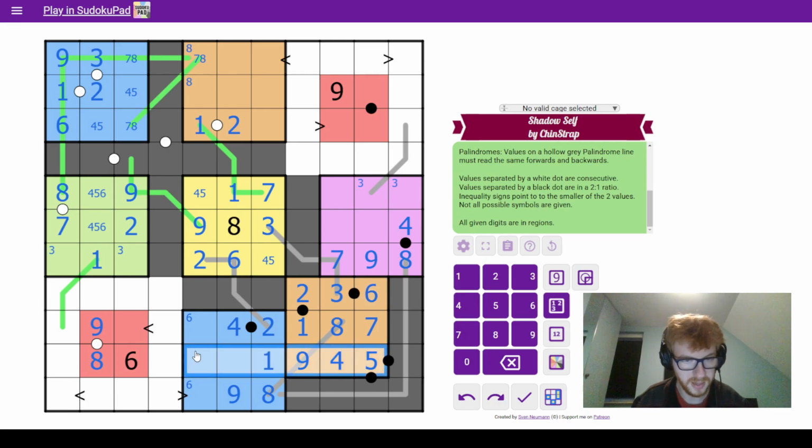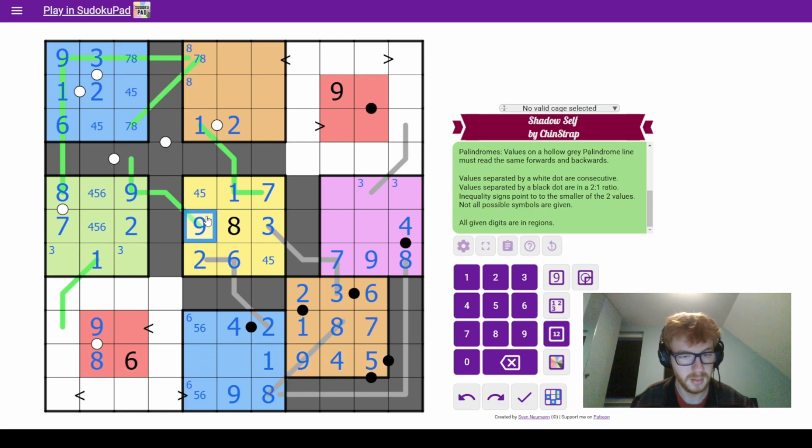Where do we look? 5? 5 is not in one of those, so this is a 5, 6 pair. So making that a 4, making that a 5. So this 5 makes that a 5, 6 pair, making that a 4, that a 5. So 5, 5. So that's a 5.